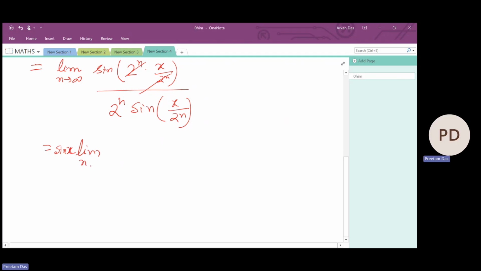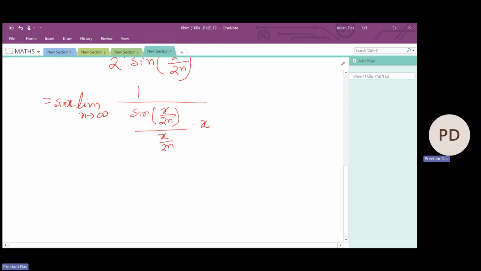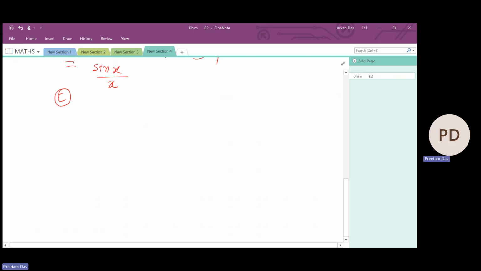The remaining is this. We can write this as 1 by sin x by 2 raised to n divided by x by 2 raised to n times x, just to make it in the form of sin x by x. So what will be the answer to this? This one will become 1. So the remaining is sin x over x. So option C. Okay. Let us see the next one.